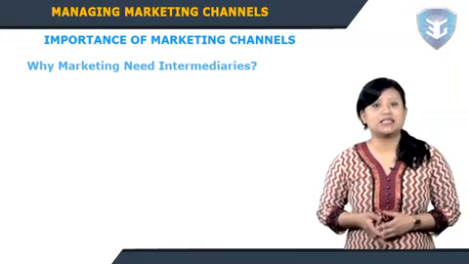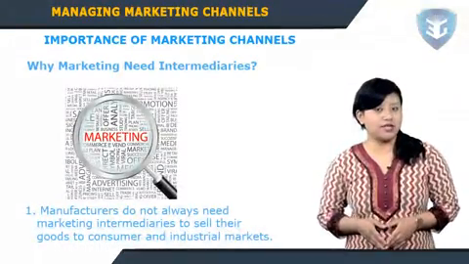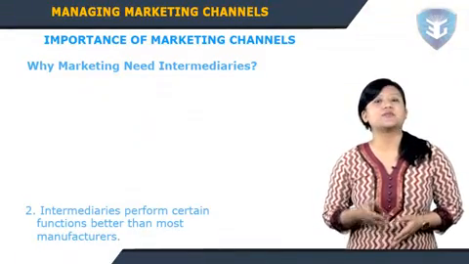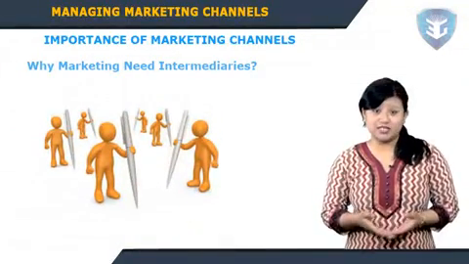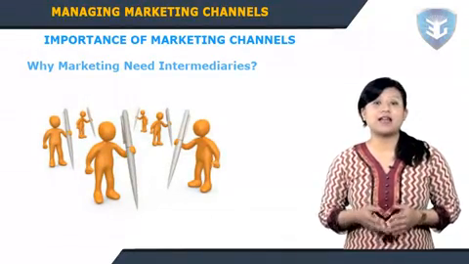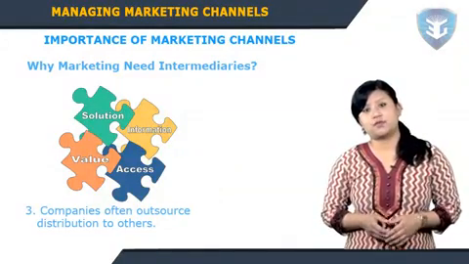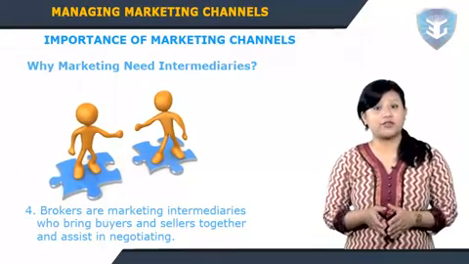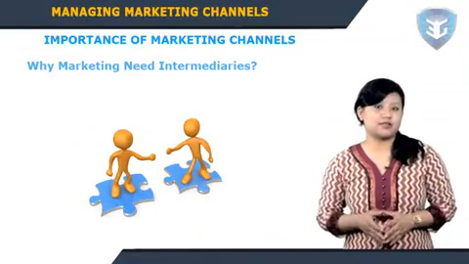Why does marketing need intermediaries? Manufacturers do not always need marketing intermediaries to sell their goods to consumers and to the industrial markets. Intermediaries perform certain functions better than most manufacturers. These functions include transportation, storage, selling, advertising, and relationship building. Companies often outsource distribution to others. Brokers are marketing intermediaries who bring buyers and sellers together, and they assist in negotiating an exchange but do not take title to the goods.